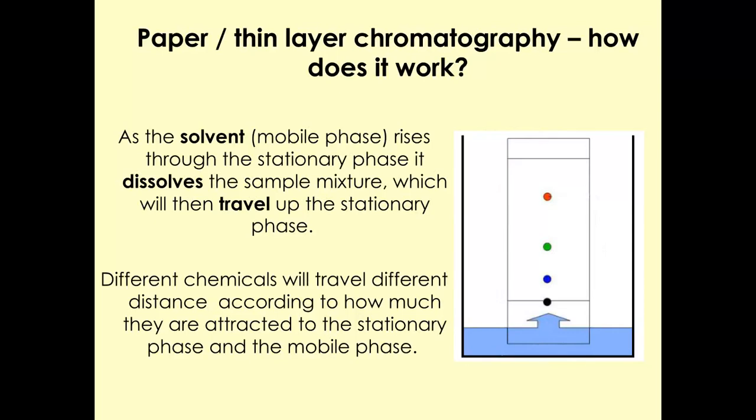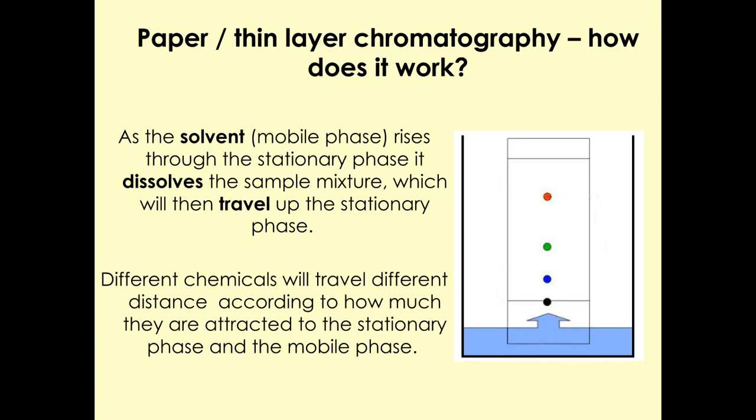In paper and thin layer chromatography, we need to be able to explain how it works. As we just said, you need a mobile phase and a stationary phase. For paper and thin layer chromatography, the mobile phase is the solvent, a liquid that dissolves the soluble substances that we're trying to separate. That solvent will rise through the stationary phase and dissolve the mixture, which then travels up the stationary phase.